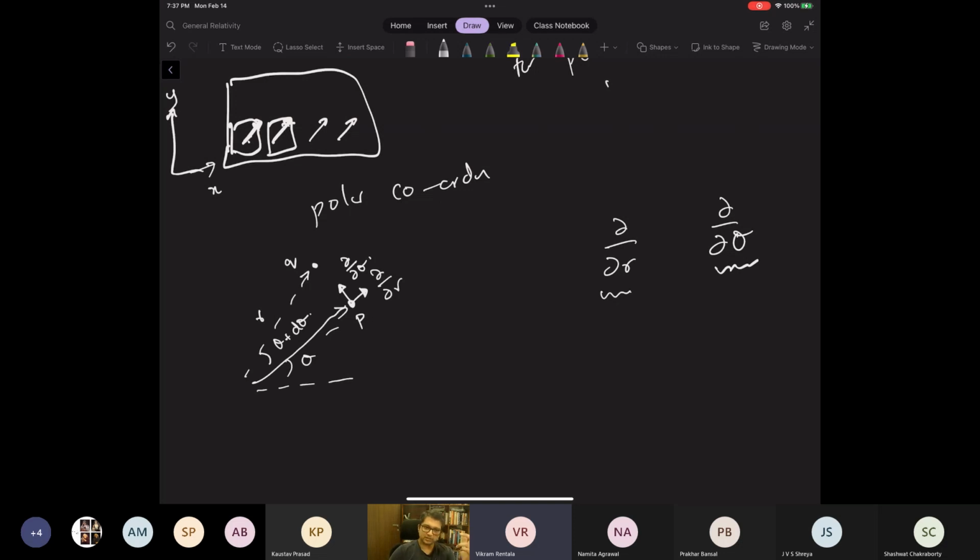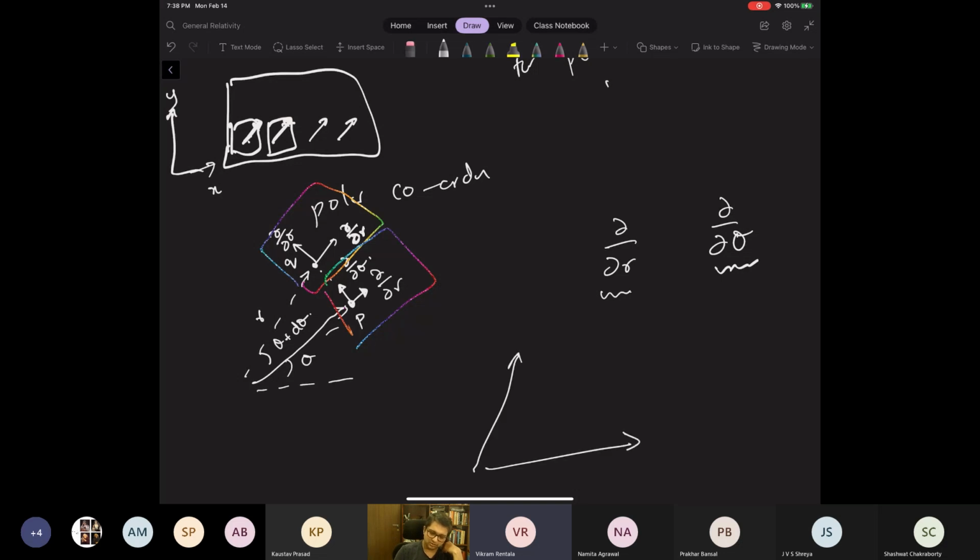Now again you can define the vector space at Q, and the vector space would be partial theta and partial r. Now you can see that in your Cartesian basis, this basis here is clearly rotated with respect to this original basis, right? These two bases are rotated with respect to each other. If I increase the angle, it'll be even more obvious, right?